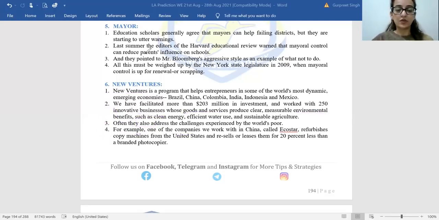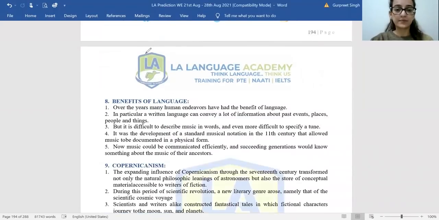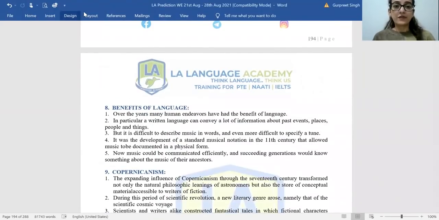Okay, moving on to number 8, sorry. Benefits of language. Over the years, many human endeavors have had the benefit of language. The first sentence, because it's a general sentence, not talking about any particular year, not talking about any one benefit of language, is just generally saying that over the years, we have had many benefits of language.